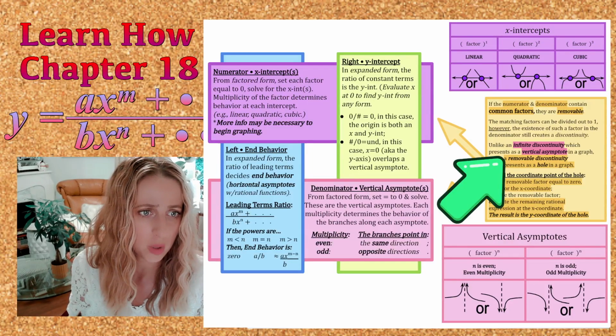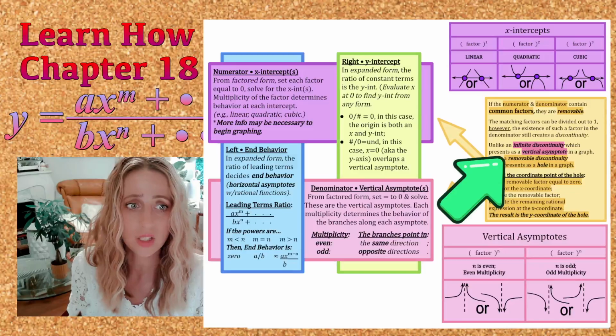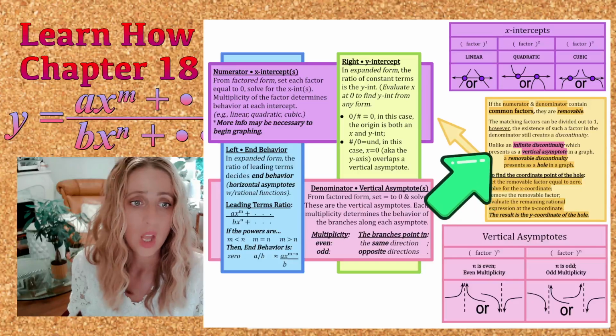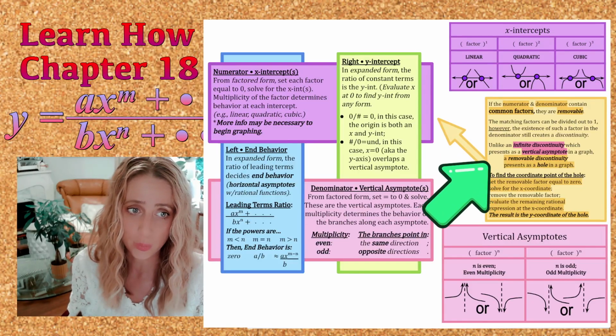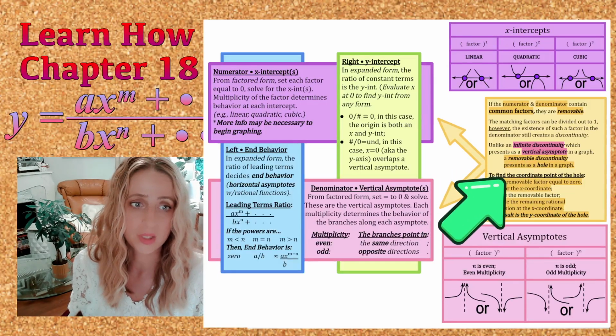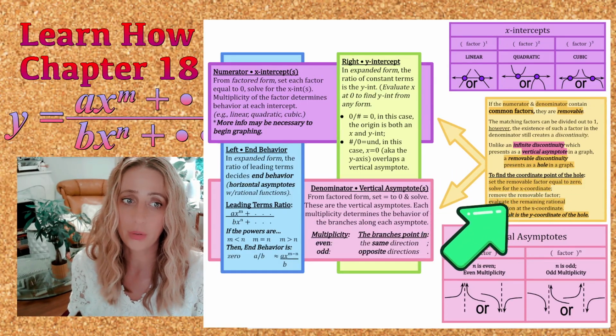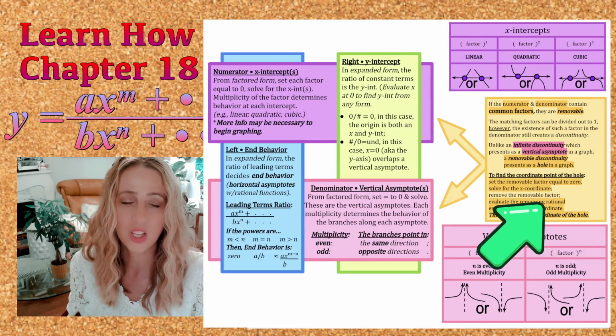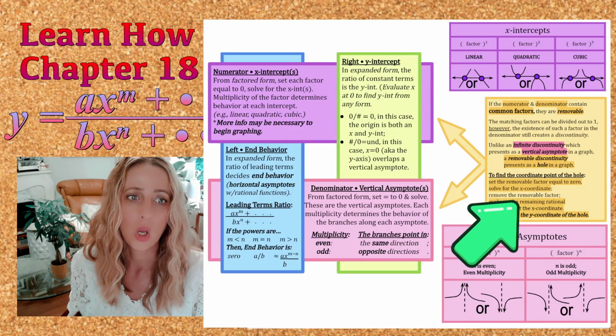The matching factors can be divided out to 1. However, the existence of such a factor in the denominator still creates a discontinuity. Unlike an infinite discontinuity, which presents as a vertical asymptote in the graph, a removable discontinuity presents as a hole in the graph. It's really just one removed point, a teeny tiny hole, but we'll make it really exaggerated with a big circle.